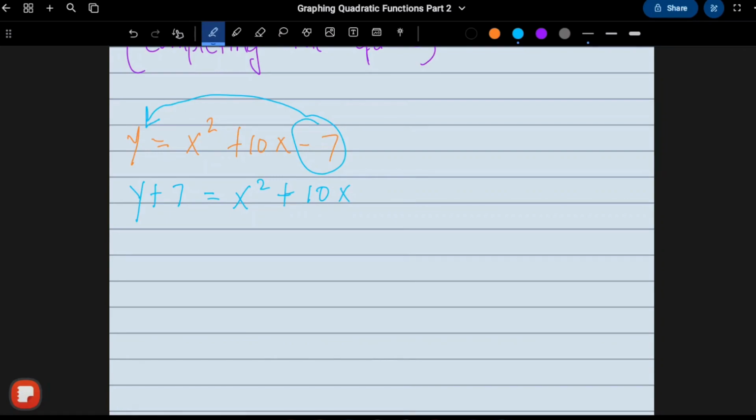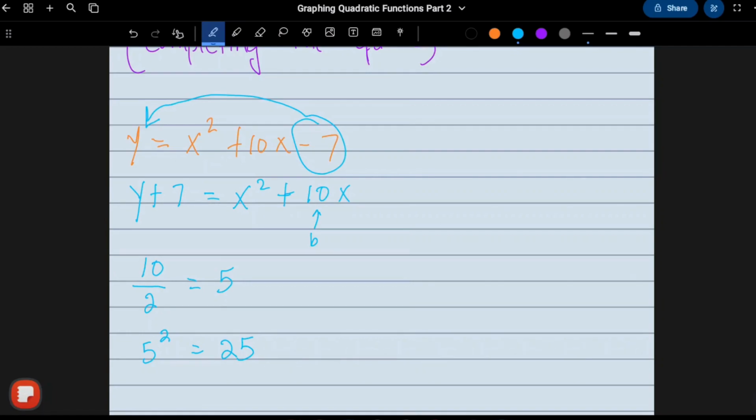The next thing I'm going to do is to take my b value and divide it by 2. So recall, the number in front of your x is your b value. So I'm going to take that 10 and I'm going to divide it by 2. So that gives me 5. So that's step 2. Divide your b value by 2. Now, your third step is to square that number. So I'm going to take 5 and I'm going to square 5, and that will give me 25.